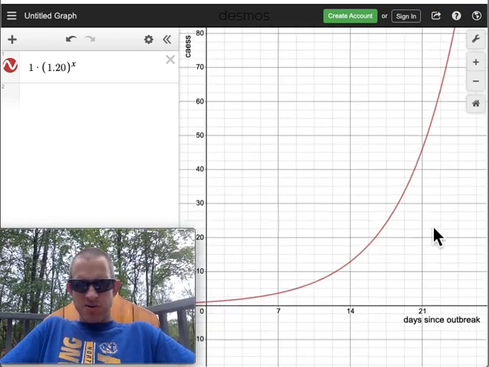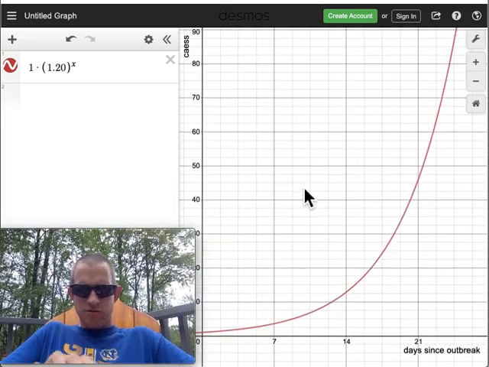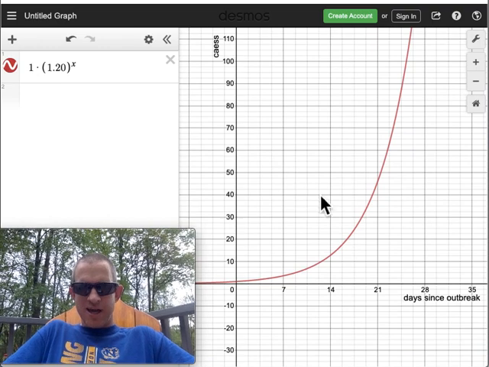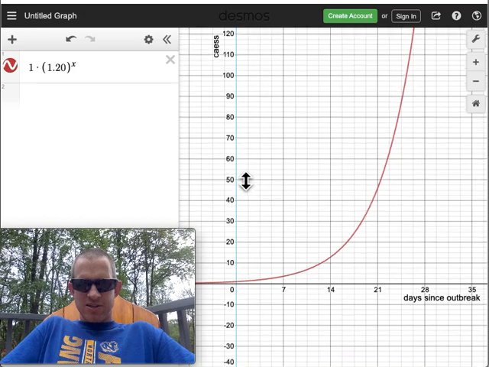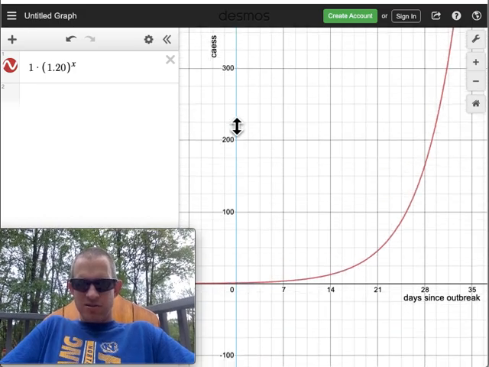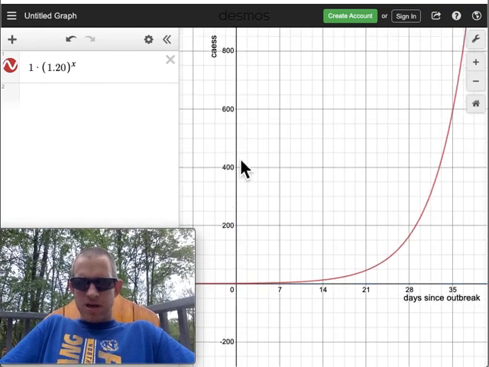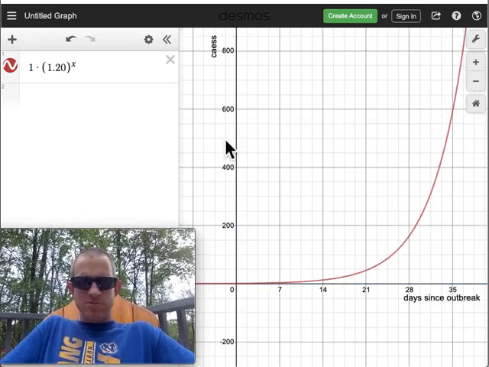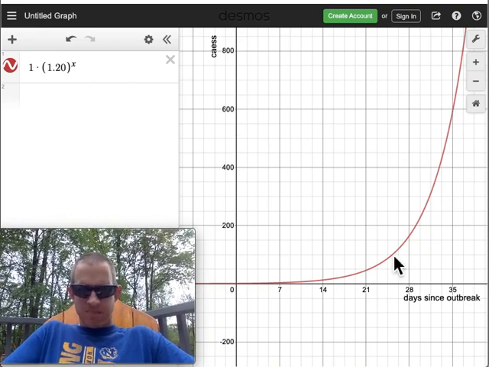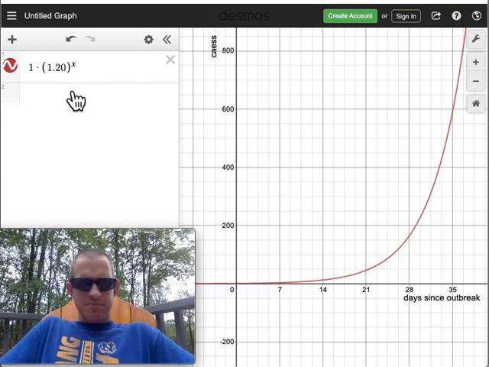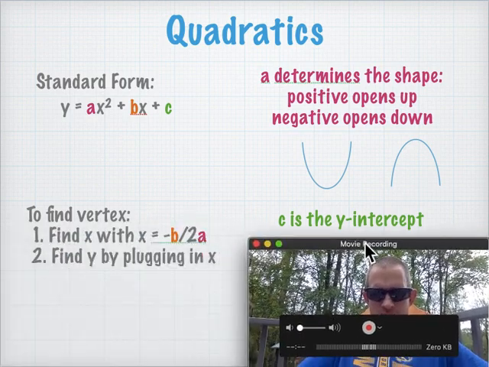A couple tricks in Desmos. If you just click and drag, you can move it around. If you 2-finger scroll, you zoom both x and y axis at the same time. And if you hold shift and drag on just the x or the y axis, then you can adjust just one of them at a time, which might be useful. So anyway, maybe in hindsight, going from 0 to 600 would have been a good graph to look at. That's an exponential graph.